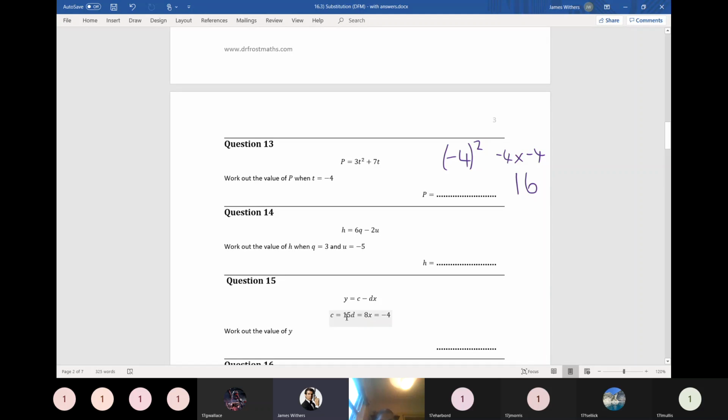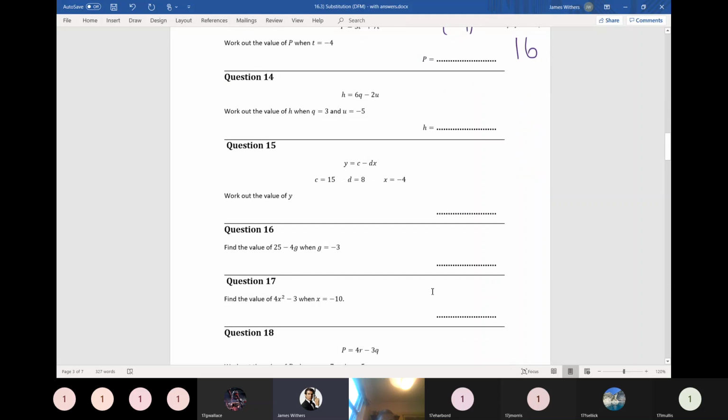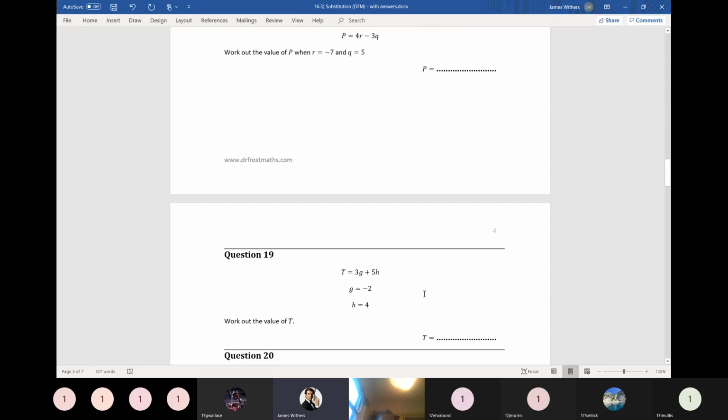I can see in question C that hasn't spread out very well, has it? That should be a gap after that 15. So C is 15, D is 8, and x is minus 4. If you get it like that, you just spread it out a bit. So 15, 16. I don't think there's anything new popping up. There should be 20 questions, I think.